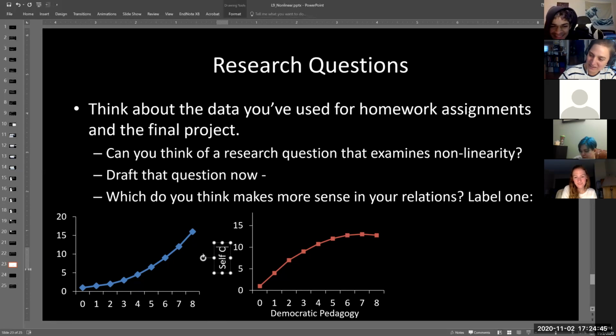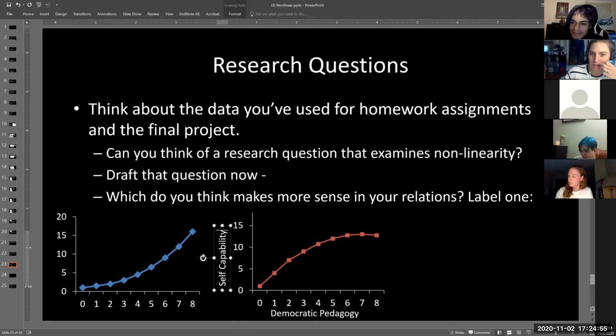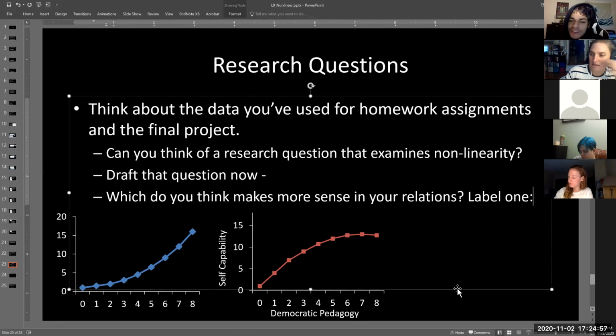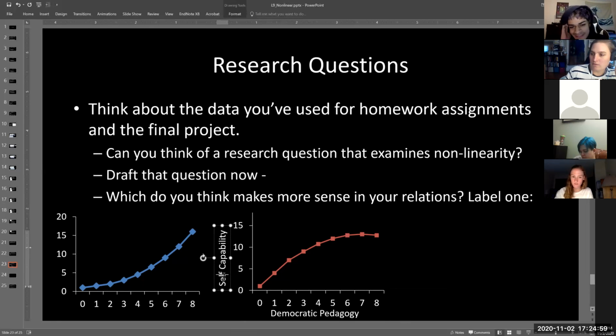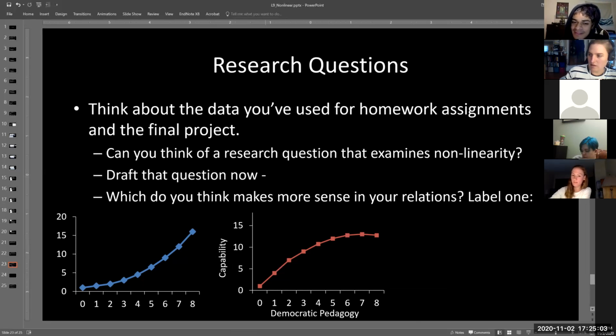Self comfort. Yeah, let's say capability. Oh, capability. All right, so that was the idea. As democratic pedagogy goes up, you're thinking that that relationship is going to decrease. Yeah, or just capability, not self-capability. Oh, sorry, my bad. I wrote it wrong. Okay, that makes sense. Thank you.